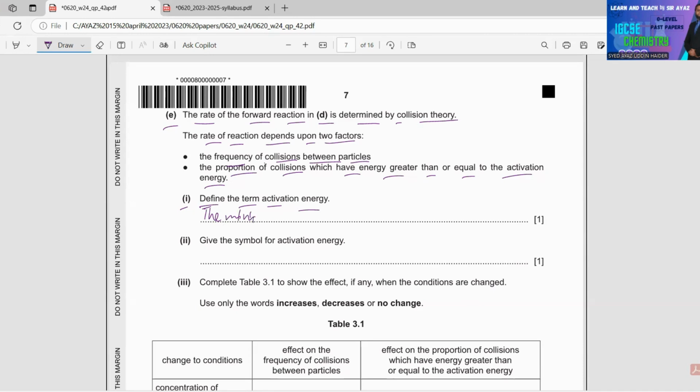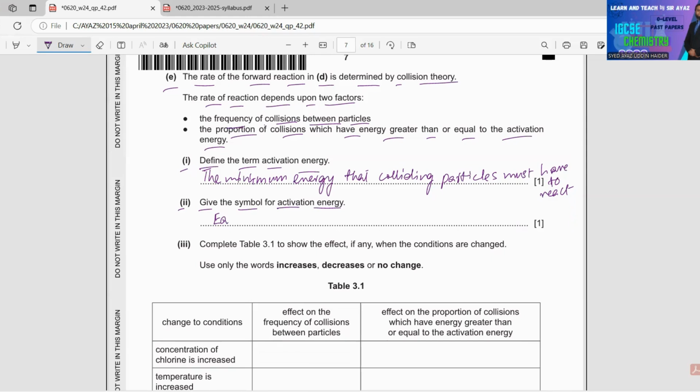The minimum energy that colliding particles must have to react. Number 2, give the symbol for activation energy. Activation energy is represented by EA, capital E, small a. Number 3, complete table 3.1 to show the effect, if any, when the conditions are changed.